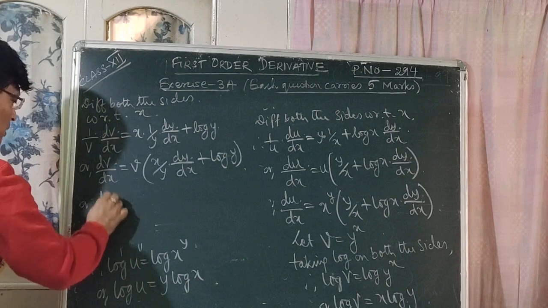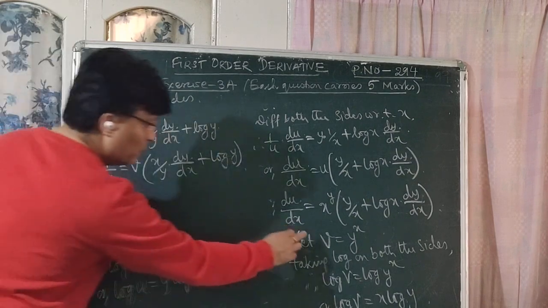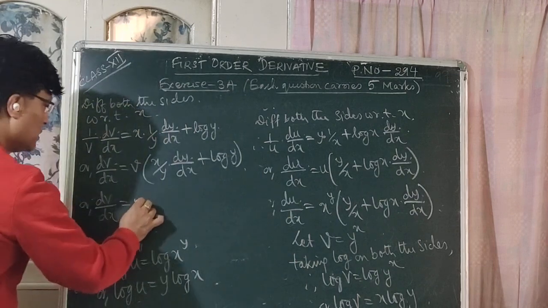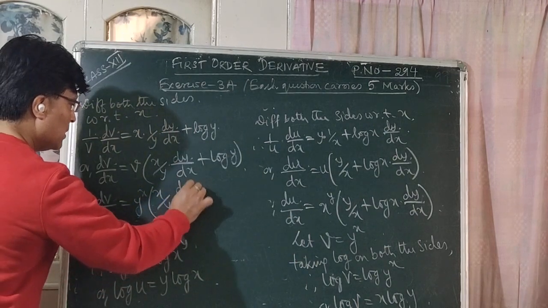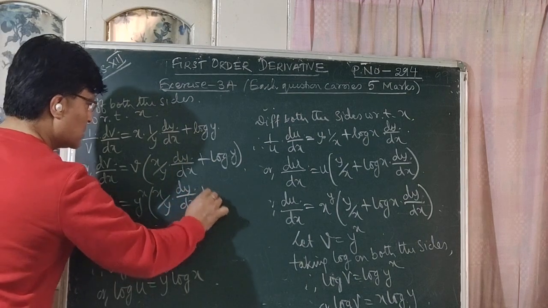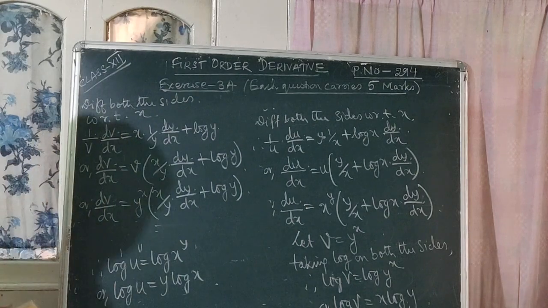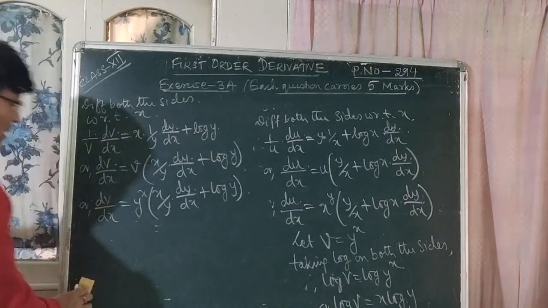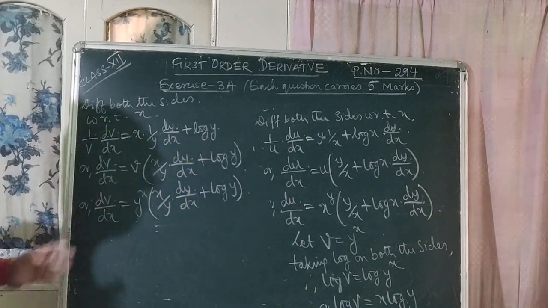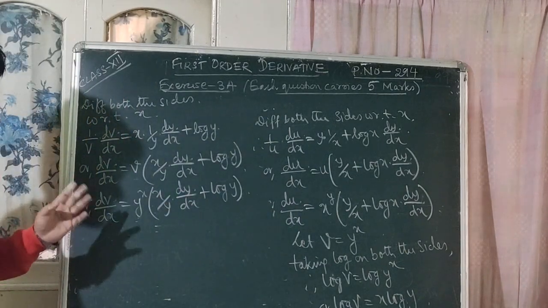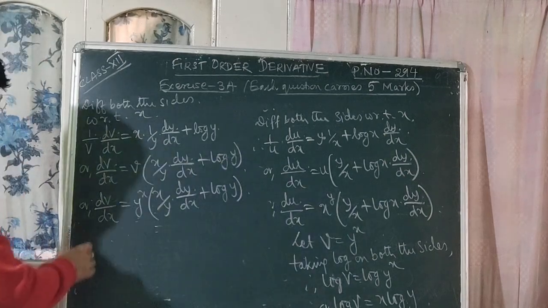Next, dv by dx is equal to... what was v actually? v is equal to y to the power x, right? So it is y to the power x within bracket x upon y into dy by dx plus log y. So now we have got both the values of du by dx and dv by dx. Let us put these values of du by dx and dv by dx in equation number 1.